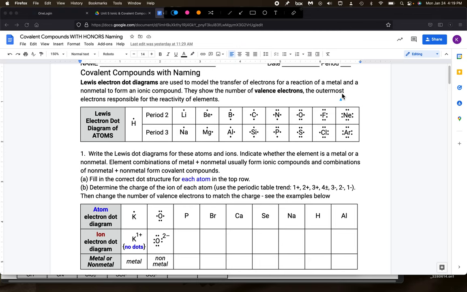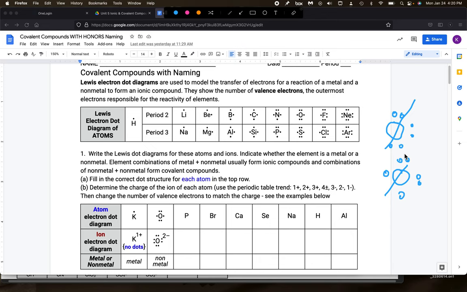You don't want to draw oxygen like this. 1, 2, 3, 4, 5, 6. Don't want to do that. You want to do 1, 2, 3, 4, 5, 6. You want to do it like that.